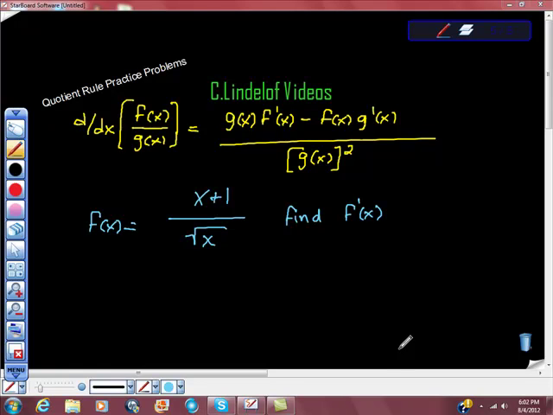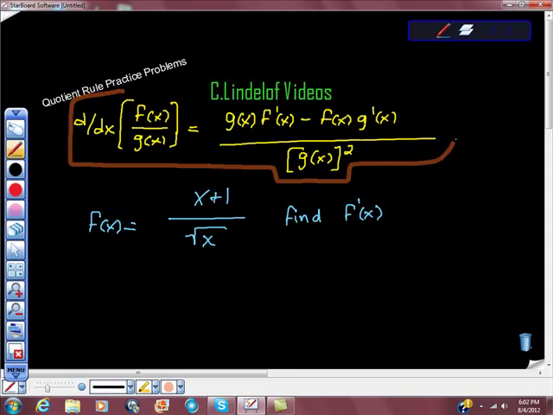Okay, AP Calculus AB quotient rule practice problems. These are the kind of problems you should be able to do in your head to pass the AP Calculus AB exam at the end of the year. So let's just go through this a little bit. For now, I'm willing to remind you what the quotient rule is. And this is the quotient rule right here.